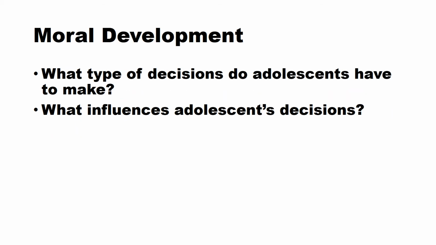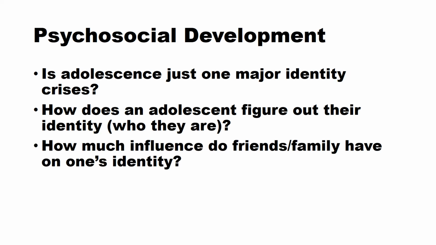Next, we're going to be looking at moral development, things about right and wrong. What type of decisions do adolescents have to make? What are the decisions that you have to make that are different than elementary school kids or middle school kids, or as you become an adult? And then, what influences these decisions?